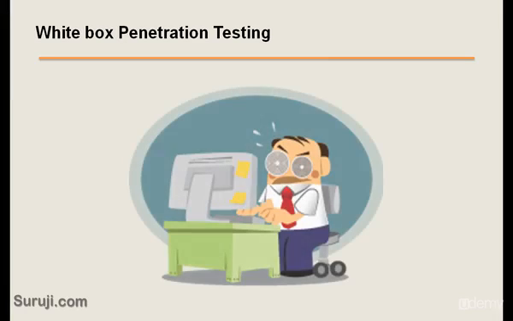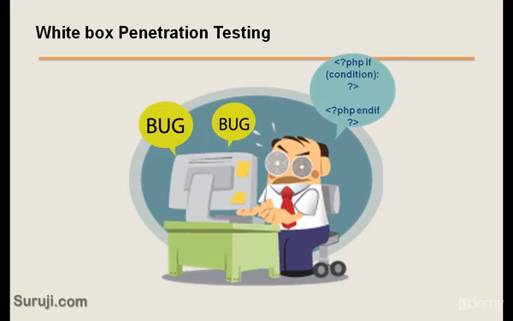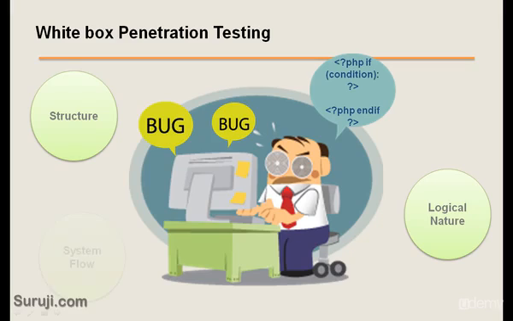Whitebox is a method of testing the application at the level of source code. The source code of the application is generally provided to the tester. It is the detailed investigation of the structure, logical nature, and system flaws of an application. The main goal of this type of testing is to provide as much information as possible to the tester so he can gain insight and understanding of the system and elaborate the test on it.